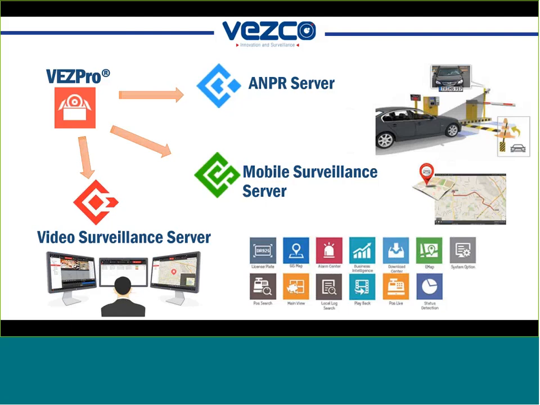Here is an overview of what the licensed software can do. So I have my VEZPro. It can also be my ANPR server where I can store all my data in my lists. I can have a mobile surveillance server, as I talked to you about, having it in a guard gate. And I can have a video surveillance server, where most likely this would be in a security room. At the bottom, I have a few logos of what constitutes the ANPR.